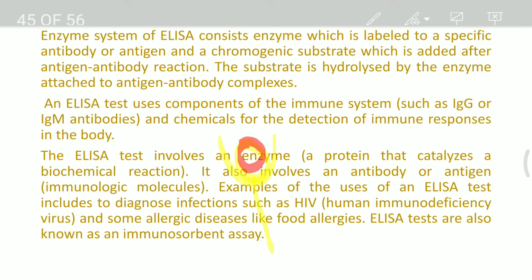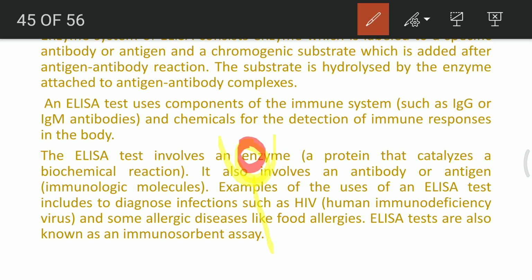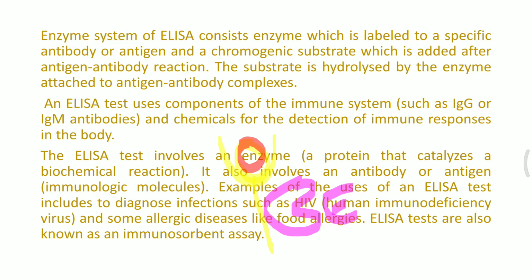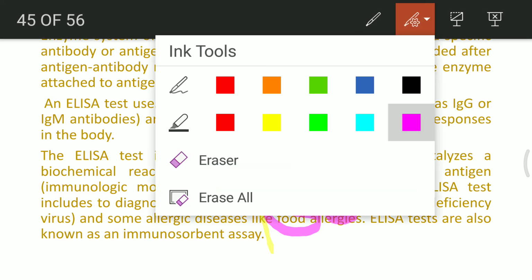So after this entire process is done, then comes the addition of the next antibody, which gives the chromogenic substance. It means the color is developed only after that. The substrate is hydrolyzed by the enzyme attached to the antigen antibody complex, and this results in the color development.